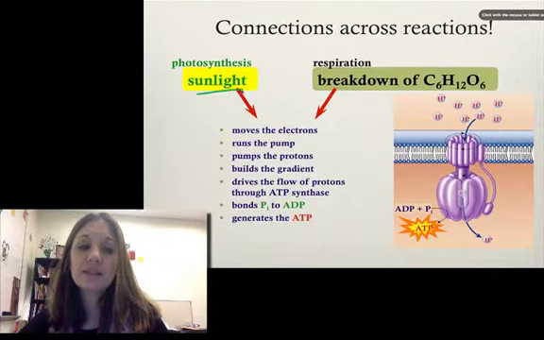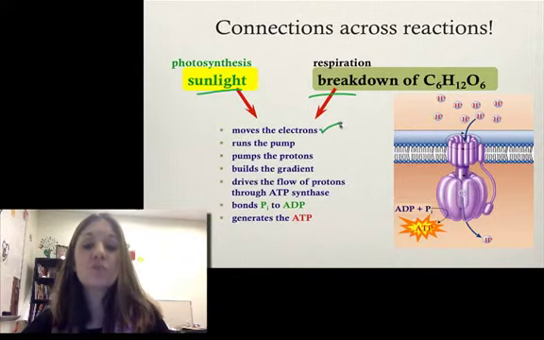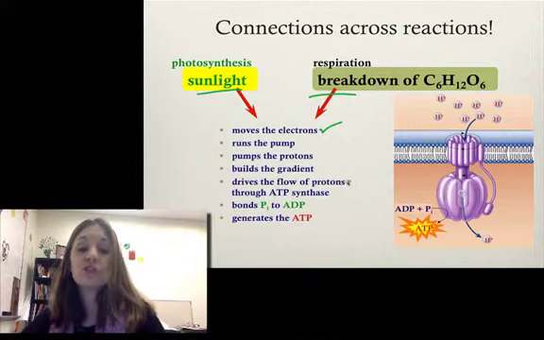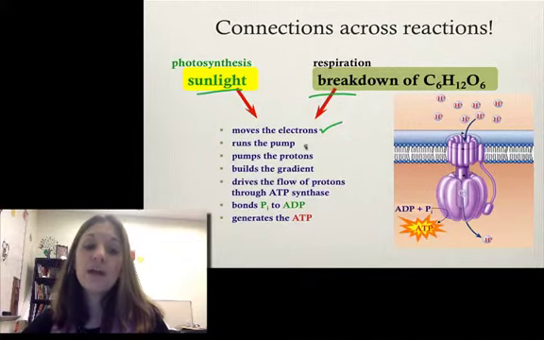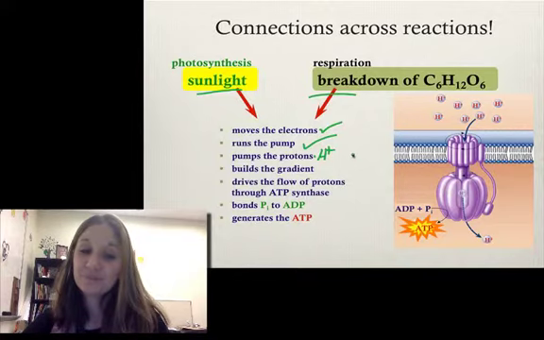Photosynthesis is going to be powered by sunlight, whereas respiration is going to be powered by the breakdown of that glucose molecule. But in both reactions, we move electrons through an electron transport chain. In both reactions, the movement of electrons runs a hydrogen ion pump that pumps the hydrogen ions, or H plus, which is essentially a proton. This pumping is going to build our concentration gradient across the membrane.